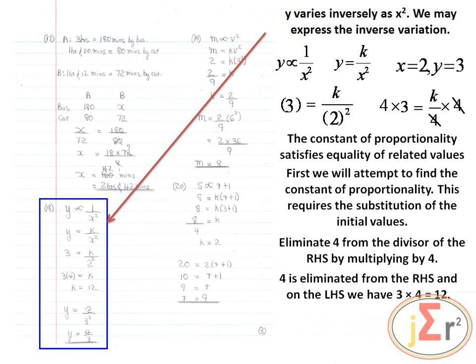4 is eliminated from the right hand side, and on the left hand side we have 3 times 4, which is equal to 12. So 12 is equal to k, and we rewrite the expression with k on the left hand side. K is equal to 12. So we have found the value of the constant to be 12, as we have right there.